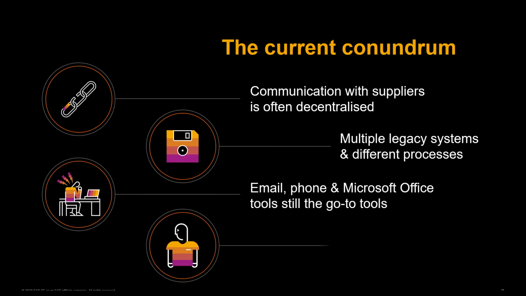And I guess in that context, before we talk about networks, the current conundrum that we're all facing, and what is really the status quo for a lot of organizations, is that the majority is still communicating with suppliers in a very decentralized fashion. The other part is you find multiple legacy systems and a lot of different processes, right? Very little standardization. Email, phone, and Microsoft Office tools are the predominant tools that organizations use to communicate and exchange information with their supply chain. And it's very often very people-based.